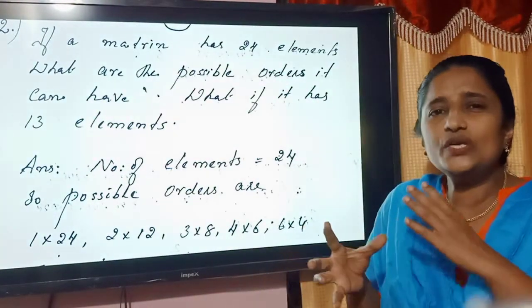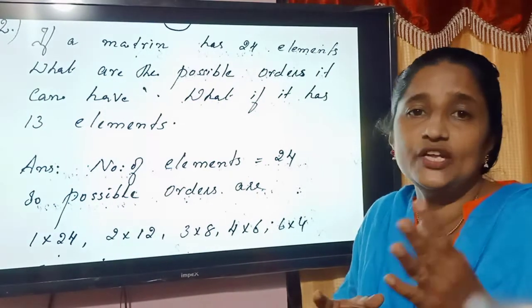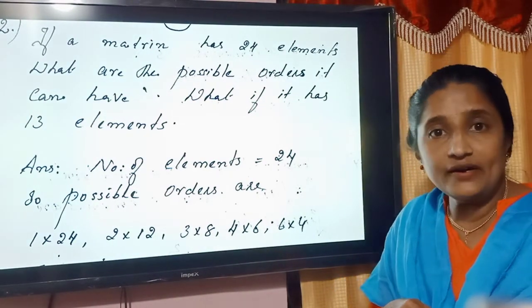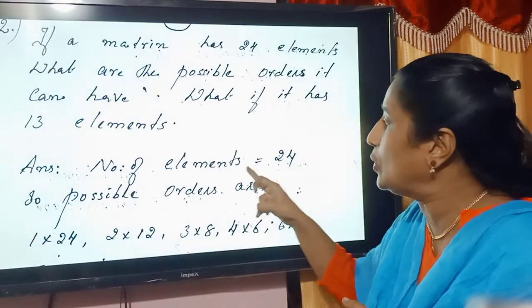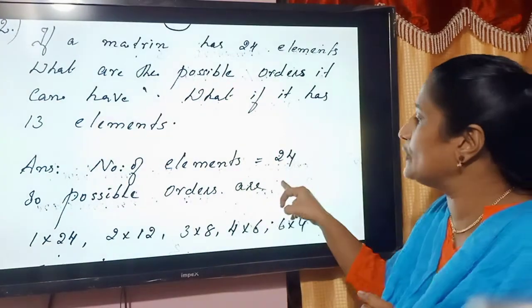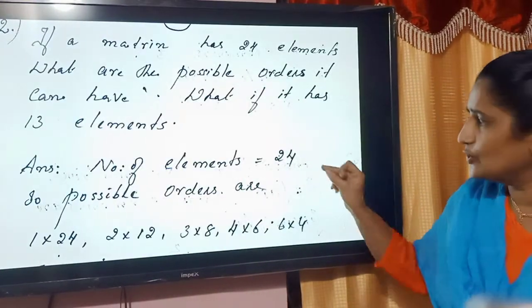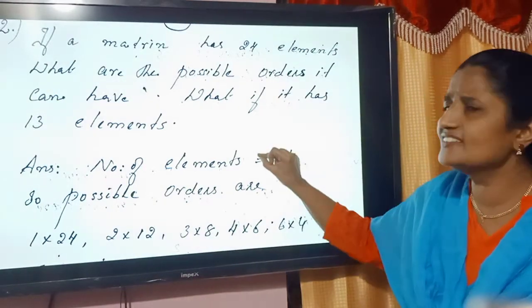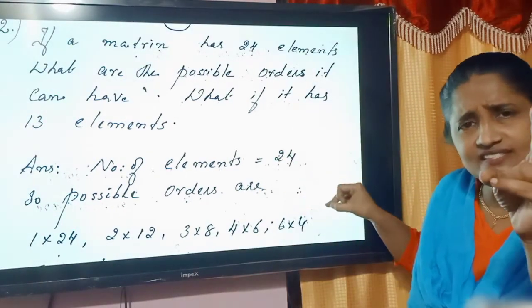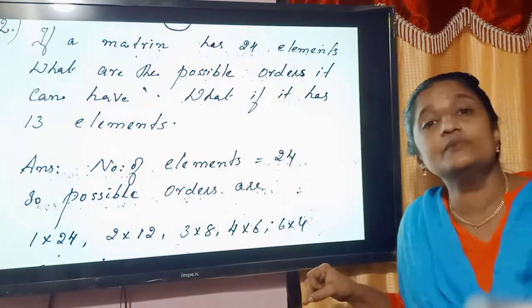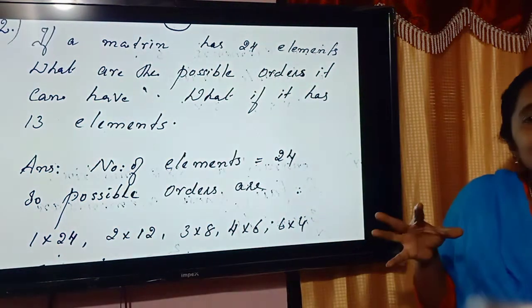So, how to find out the order of the matrix? It is not only one. More than one is there. How to find out the possible orders of the matrices? Now, you know the number of elements is given as 24. Let us consider two numbers whose product is 24. In that way, we can define the order.